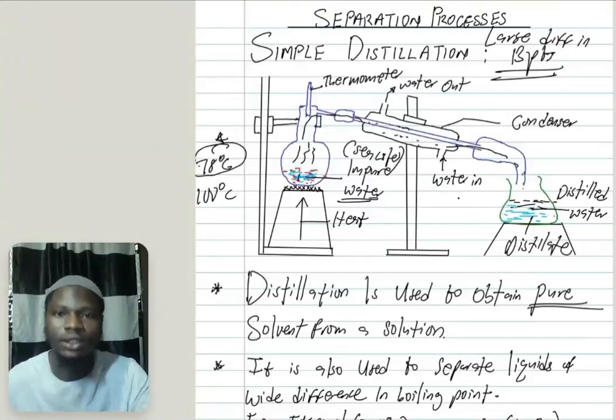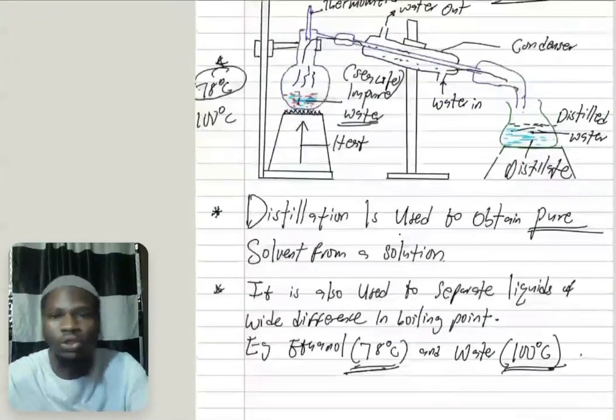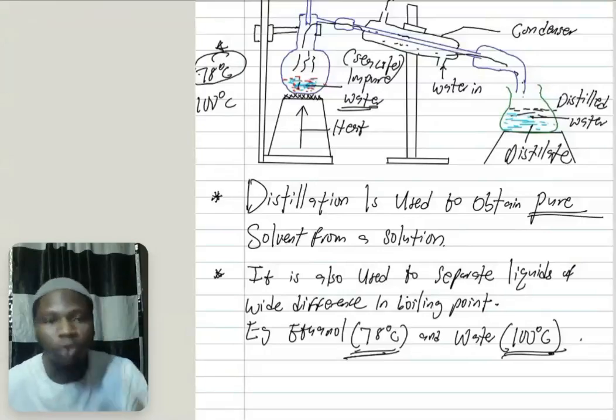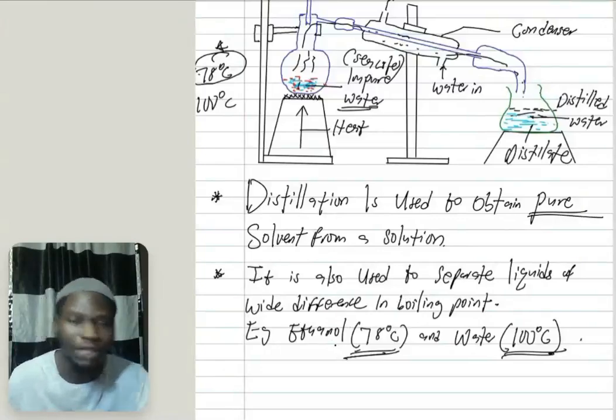This distillation is used in the production of distilled water on a large scale. Also, it is used in the production of alcoholic beverages, like in breweries and so on. So that's that for that.